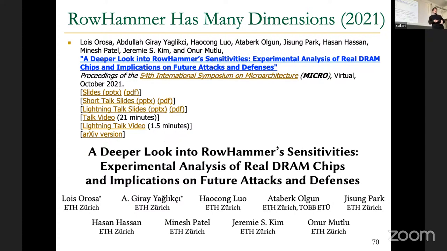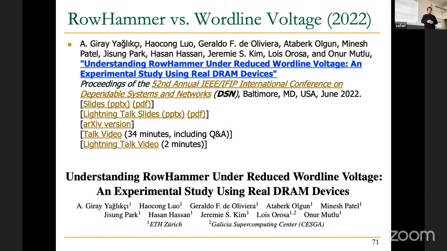We looked at other aspects of the RowHammer vulnerability as well, like how the physical position of a cell affects its RowHammer vulnerability, how temperature affects RowHammer bit flips, and how the amount of time you keep a row open while you hammer an aggressor row affects RowHammer. We tested different access patterns in this paper. I'll talk about these in the upcoming slides also, and highlight some of the results.